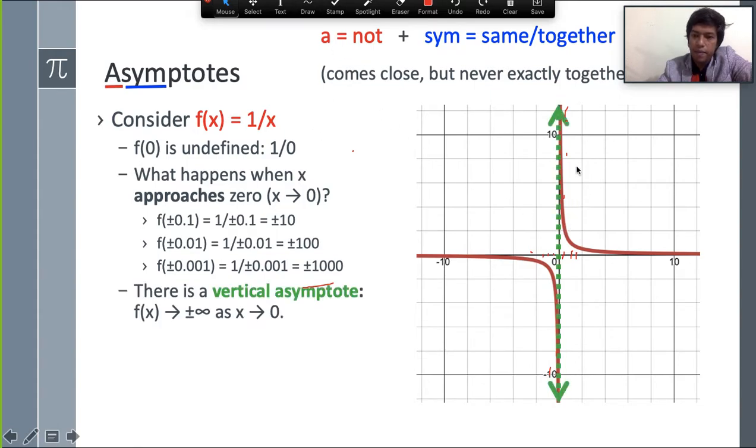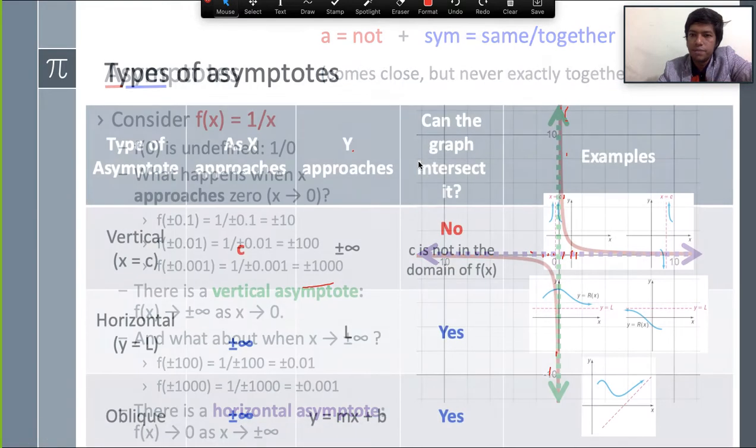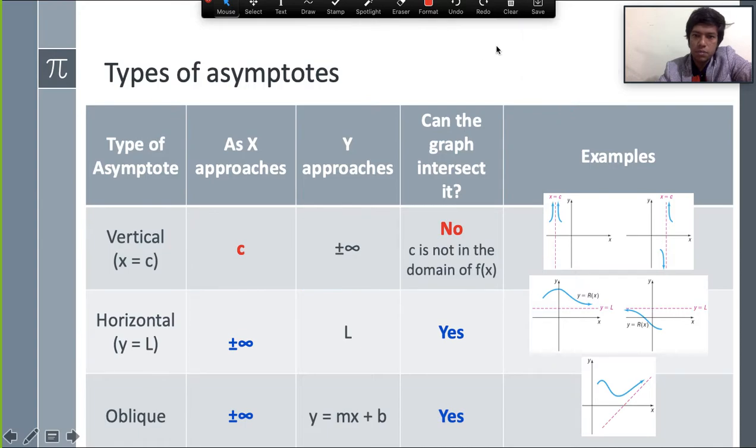Now, since the graph is coming closer and closer towards a vertical line, in this case the y-axis, that is why this line is a vertical asymptote. Then it can happen in a horizontal line also, and that will be a horizontal asymptote, because the graph is coming closer and closer to this horizontal line. In this case it is the x-axis, but it can be different. This is the vertical asymptote, this is the horizontal asymptote. Vertical because the line is vertical.